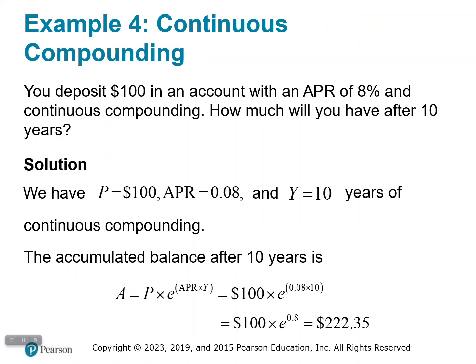So here we go, an example. You deposit $100 into an account with an APR of 8% and continuous compounding. How much will you have after 10 years? Well, we deposit, that's our principal, is 100. 8% as the decimal is 0.08. 10 years, so years equals 10.